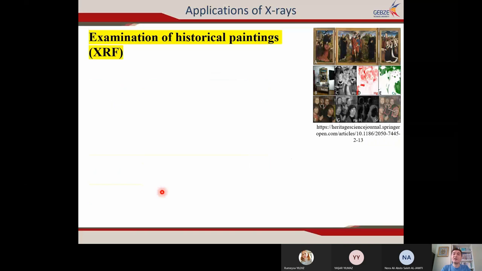Another important application is the examination of historical paintings. For example, there is a very expensive historical painting from a very famous painter, let's say $5 million. You would like to buy it, but you are not sure whether it is original or not. By using the X-ray fluorescence method, you can know whether it is original or not. I will talk about this during the last lecture of this semester.